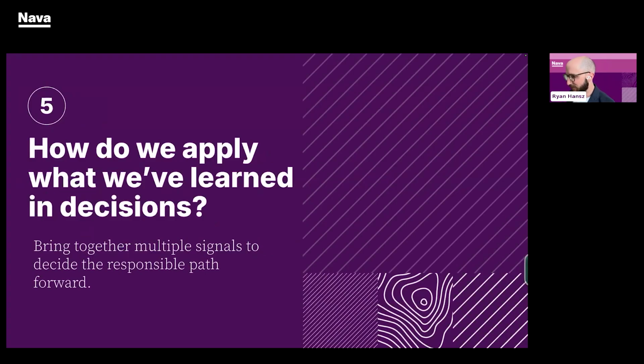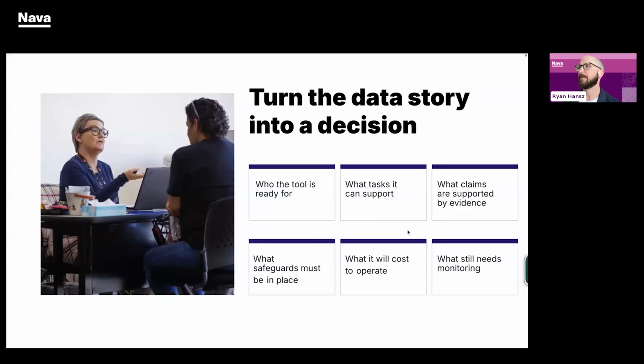And lastly, to wrap things up, we'll talk about how to apply what we've learned in decision making. So we have a lot of different methods, we have a lot of different signals. How do we combine it all and think about the responsible path forward? So we want to think about how to form our data into a story and then use that story to inform our decision-making process. And our decisions could be a lot of different facets of an AI tool.